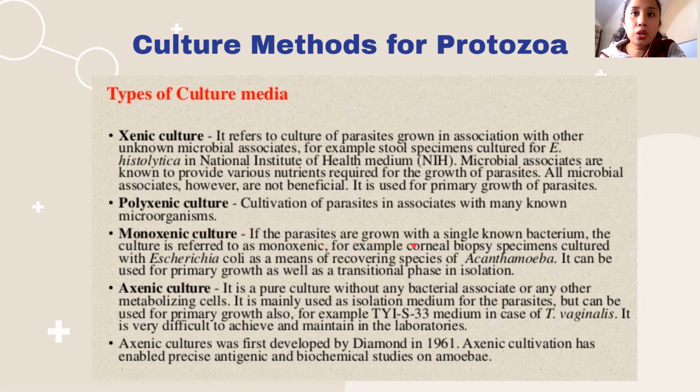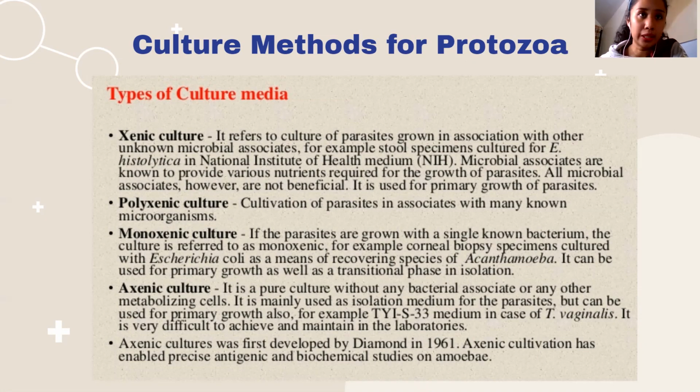If the parasites are grown with a single known bacterium, for example, when we want to culture Acanthamoeba, it has a companion which is Escherichia coli. It can be used for primary growth as well as transitional phase in isolation. So, xenic means there is the presence of microbial associates, but we don't know how many. When we say polyxenic, there's more.